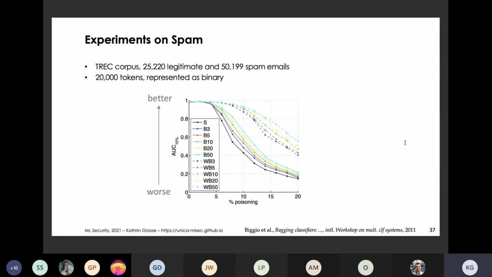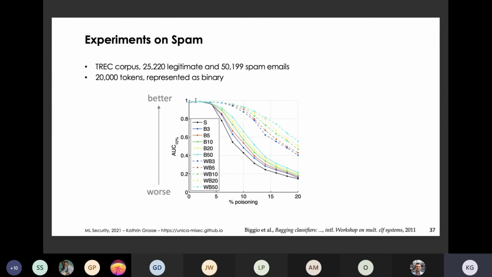And they report the experiments on spam using the so-called TREC corpus, which has a huge number of legitimate and spam emails. And the dataset has roughly 20,000 features. What we see here in this plot is where above is better. So this is AUC, area under the curve, which is hopefully something that you have heard of. It serves to measure the goodness of a classifier based on some parameter. When it's 1, it's good. When it's 0.5, it's essentially a random guess. If it's below 0.5 and it's binary, you can actually just flip it, and then 0 is equivalent to 1.